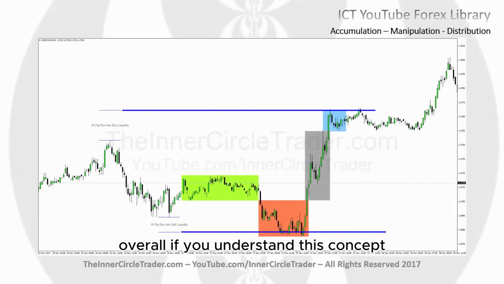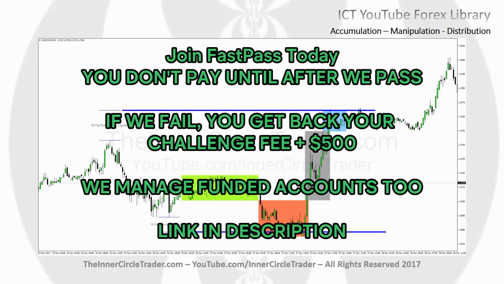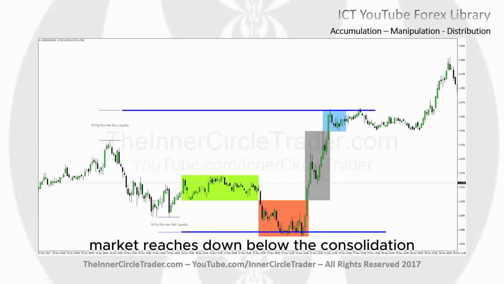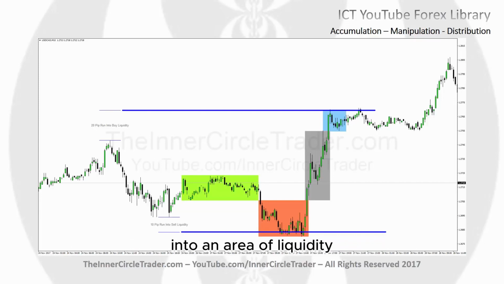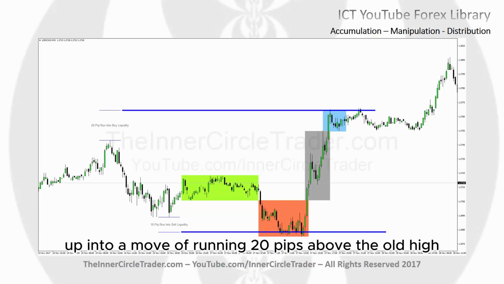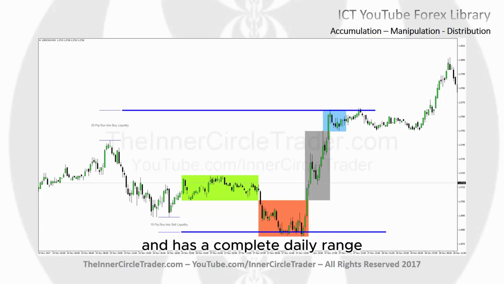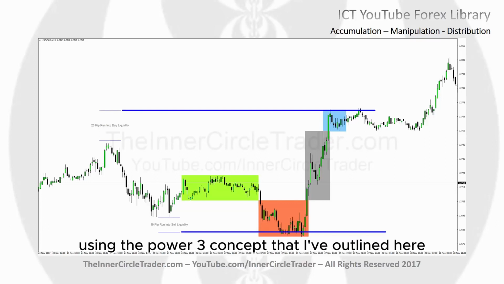Overall, if you understand this concept, and there's lots more information coming by way of my tutorials, you can look at the marketplace like this and see the original consolidation here in the green. The market reaches down below the consolidation into an area of liquidity, which is 10 pips below equal lows. Those sell stops are triggered where smart money would be buying. Once those sell stops are tripped, they're buying the low of the day. The market rallies up. We have an expansion move, or range expansion, up into a move of running 20 pips above the old high. Then your distribution cycle goes into the marketplace, and there's a complete daily range using the Power 3 concept that I've outlined here.